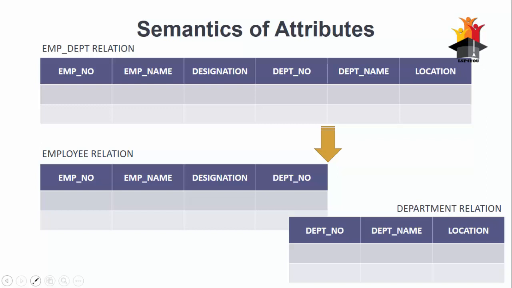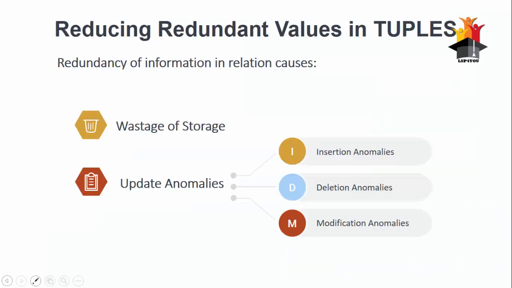So we need to split this relation into two relations such as employee and department as follows. And we can use foreign key to refer one relation from another. Obviously, in the relation employee, the attributes employee name, designation, and department are implied by employee number, and in department relation, department name and department location are implied by department number. So obviously, if a relation schema corresponds to one entity type or one relationship type, then it is straightforward to explain its meaning. Next informal design guideline is reducing redundant values in tuples.